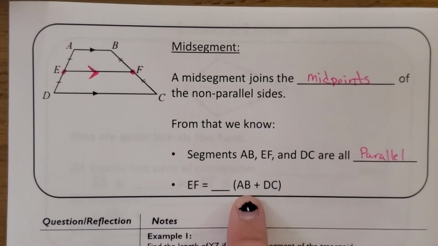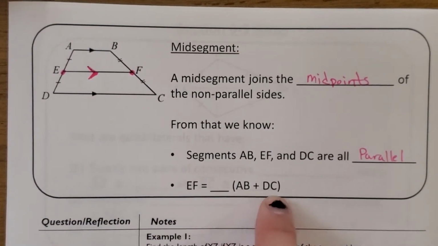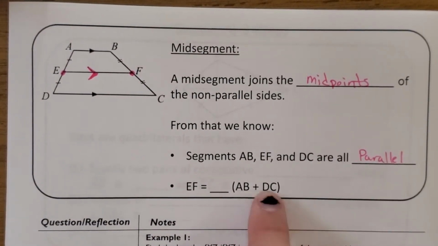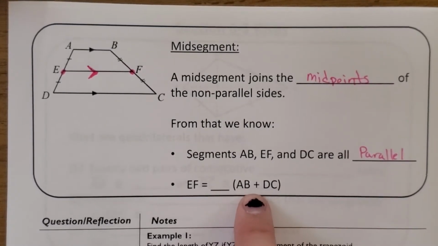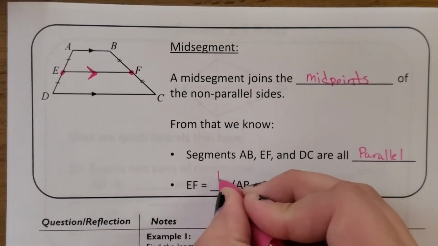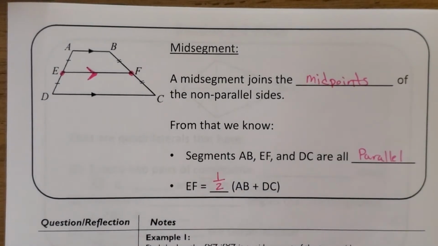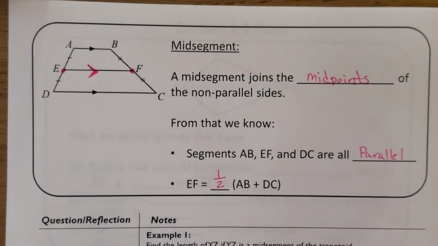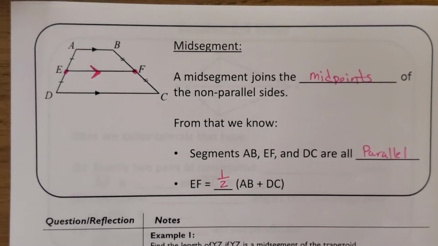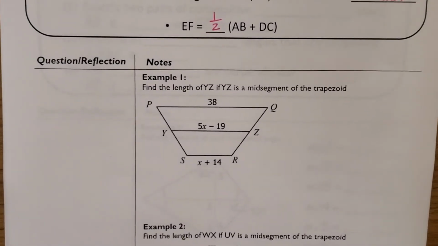So to do that, we add together base 1, which is AB, and base 2, which is DC. And since we're adding together two things, think about when you did mean in Algebra 1. When you find the mean, you divide by the number of things you're adding together. Here I'm adding two things, so I divide by 2, or multiply by 1/2. It means the same thing. So to find EF, we add the two bases together and then divide by 2. Let's take a look at how that might look in a problem.